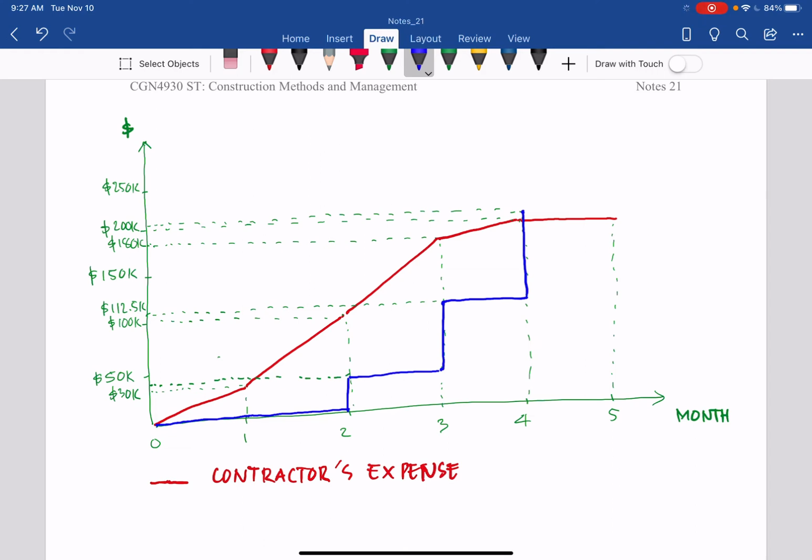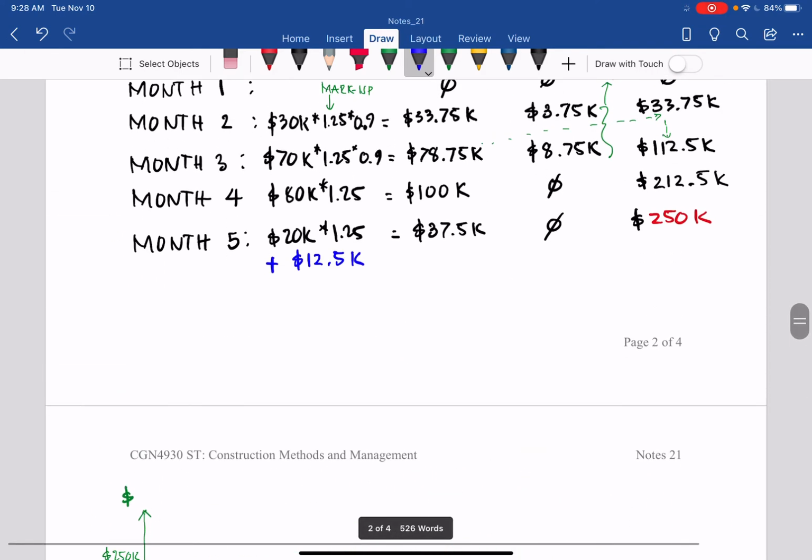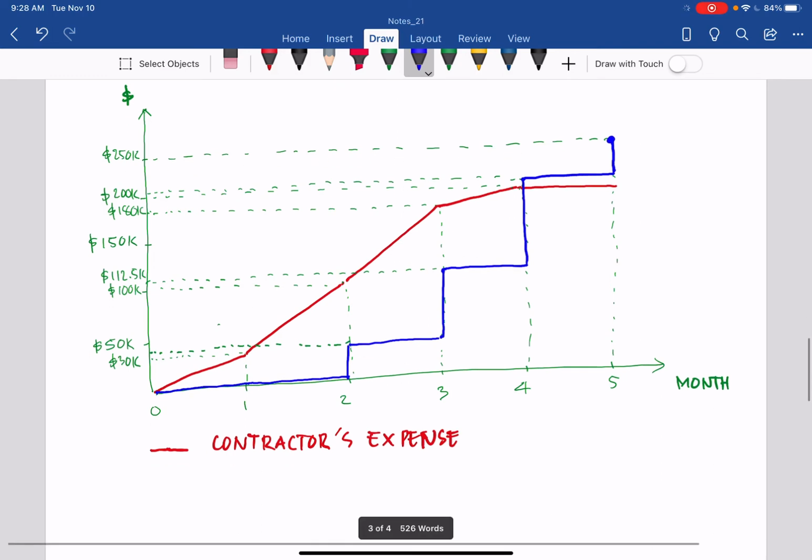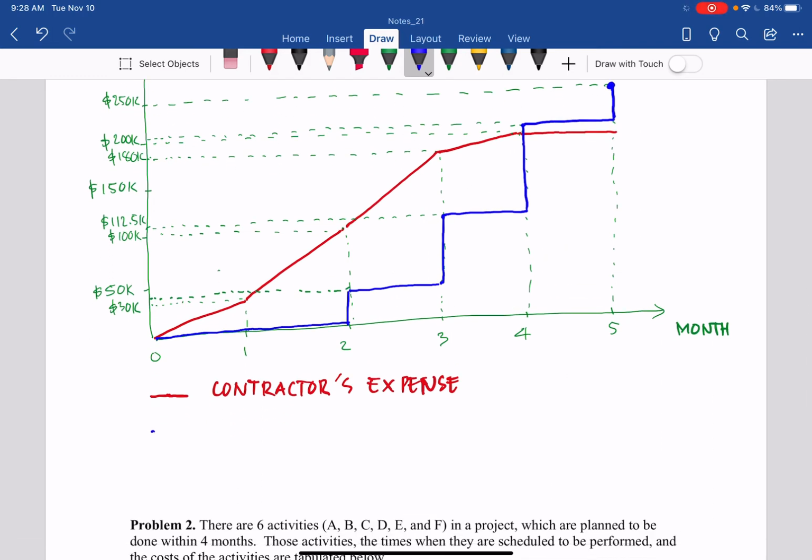And the last one will be the final contract 250. So that is the first scenario, 250 at the end of month 5, one month after the project finishes. And that is scenario number A. So as you can see here, that is the owner payments in A.